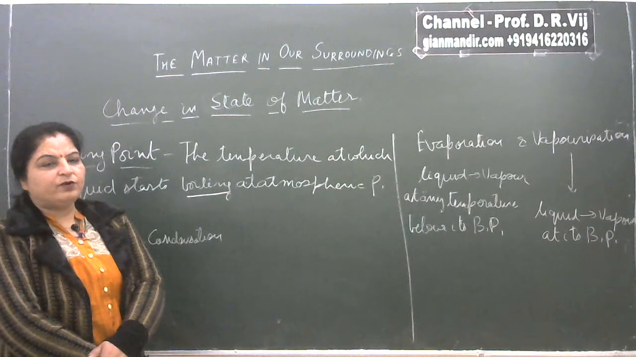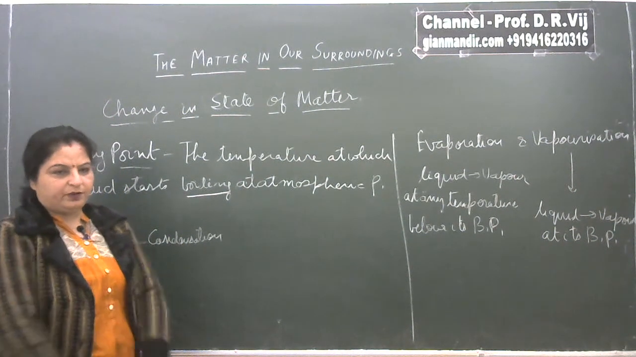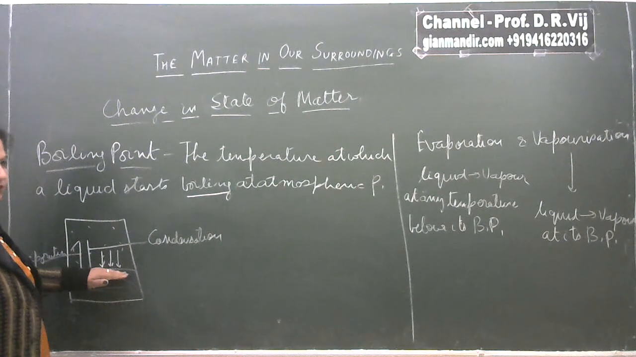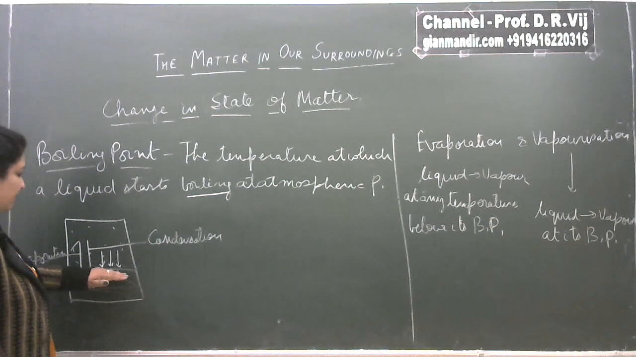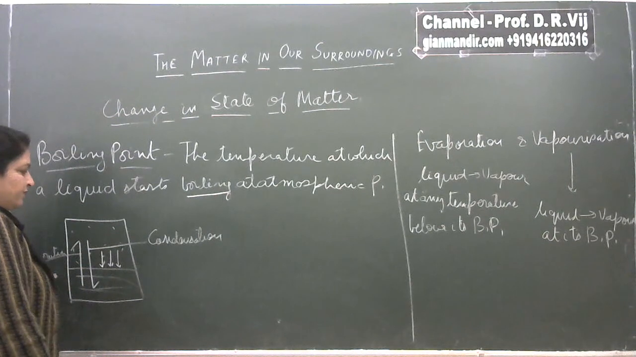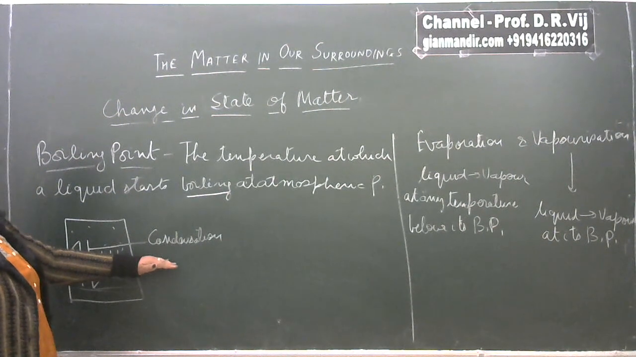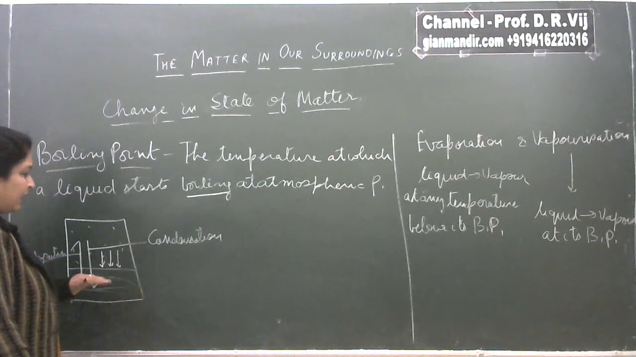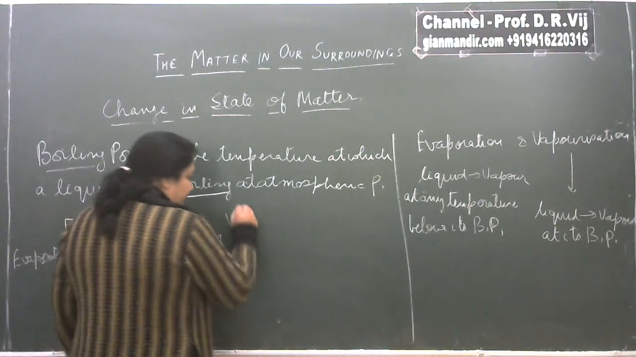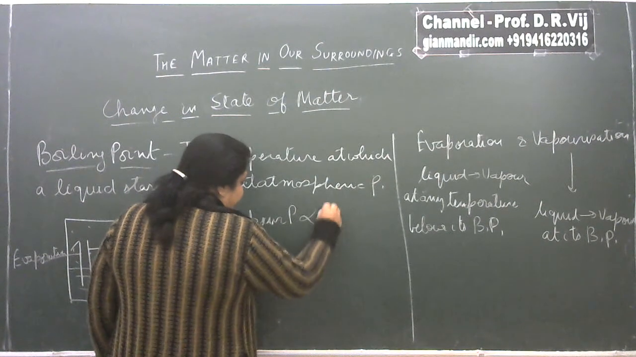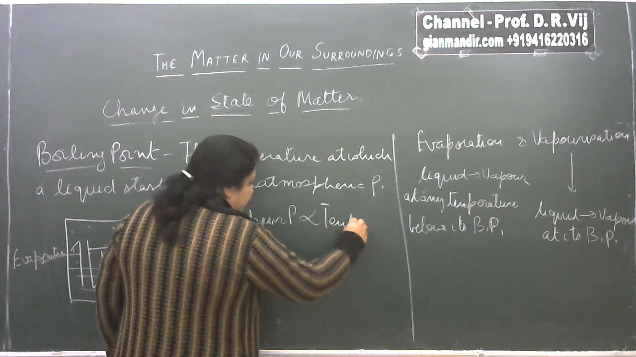At this condition, the liquid vapors exert some pressure on the surface of the liquid, and that is known as vapor pressure. So in order to understand what is boiling, first you should know what is vapor pressure, because boiling is associated with vapor pressure. Vapor pressure is the pressure exerted by liquid vapors on the surface of the liquid when the processes of evaporation and condensation are occurring at equal rate. And this vapor pressure of the liquid is directly proportional to temperature.